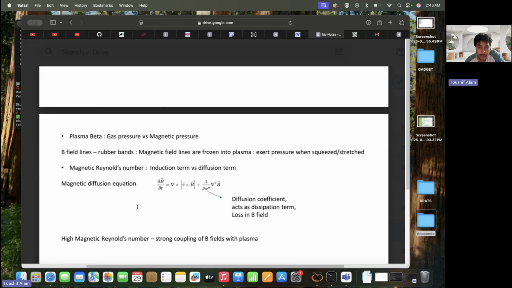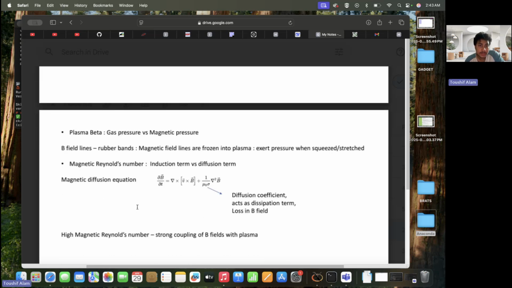So then magnetic Reynolds number. Reynolds number is also defined for magnetic fields, and it is induction term versus diffusion term. We know the magnetic diffusion equation. If you replace the density with the magnetic field, you will get the equation as del B by del t equals curl of V cross B plus 1 by mu naught sigma del square B.